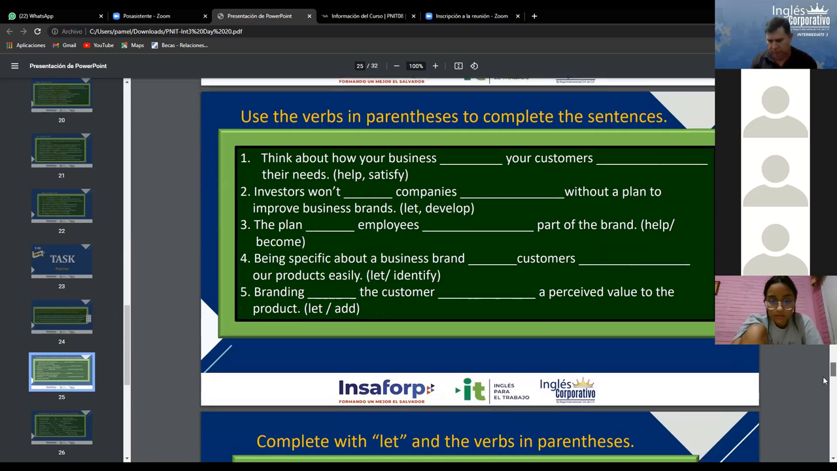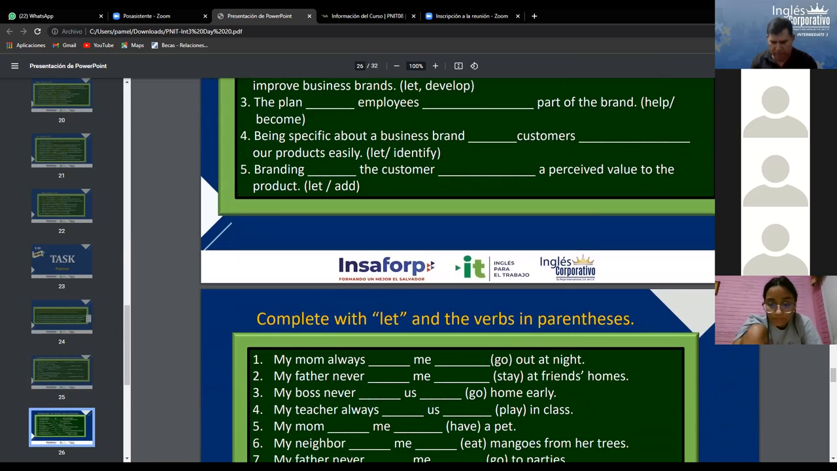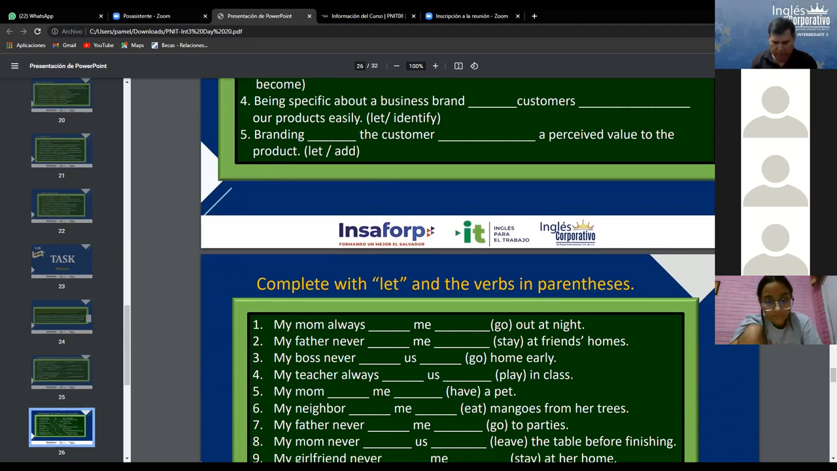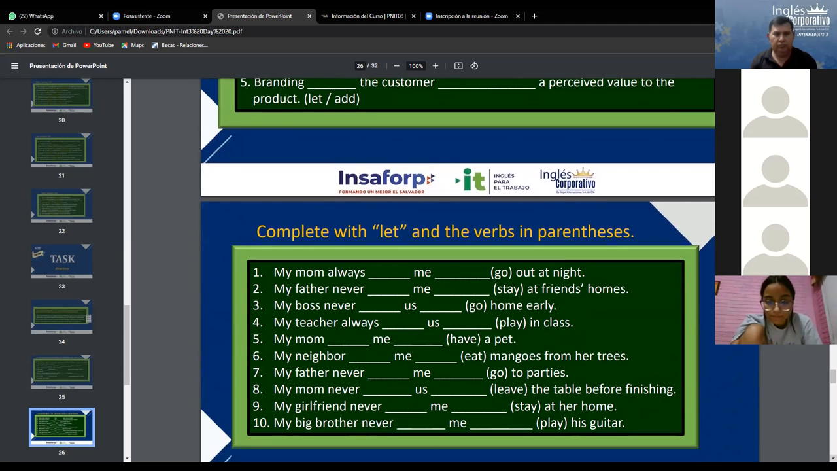Okay. And the next one. Yes, complete with let and the verbs in parentheses. My mom always let me go out at night. My father never let me stay at friends' homes. My boss never let us go home early.